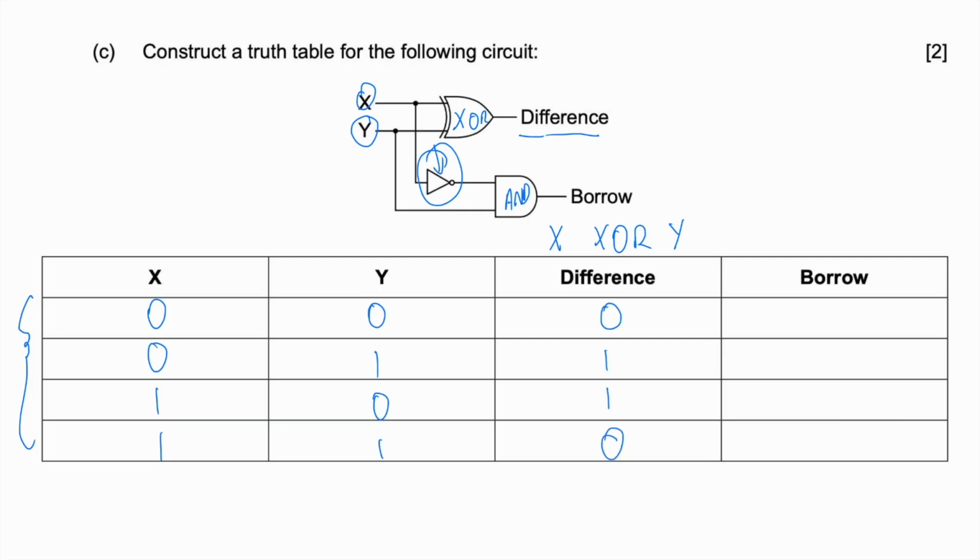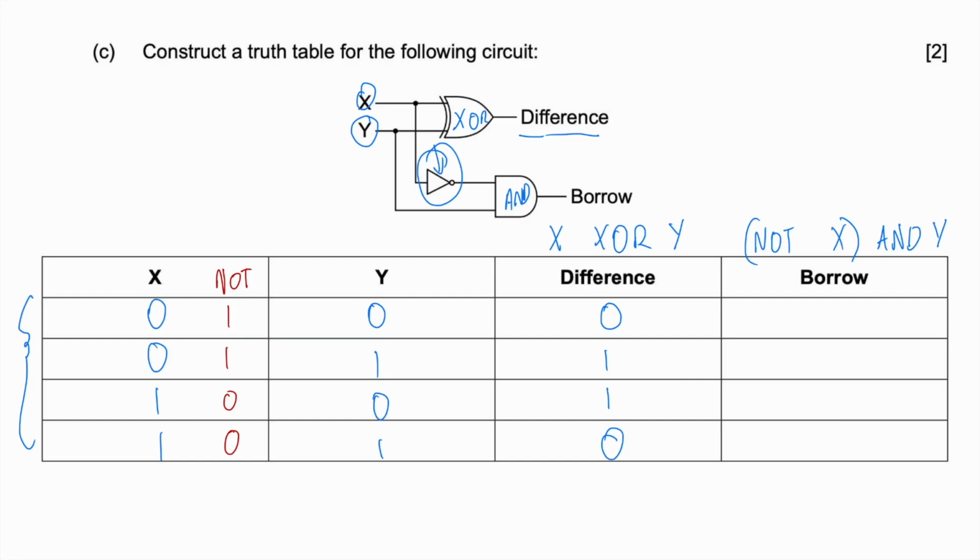And then let's look at the borrow gate. So basically right here, we're going to have not x and y. What I'm going to do right here is write our not x values in a different color to make it a bit easier. If you have not x, it's going to be the opposite of everything in the x column. So it's going to be 1, 1, 0, 0.